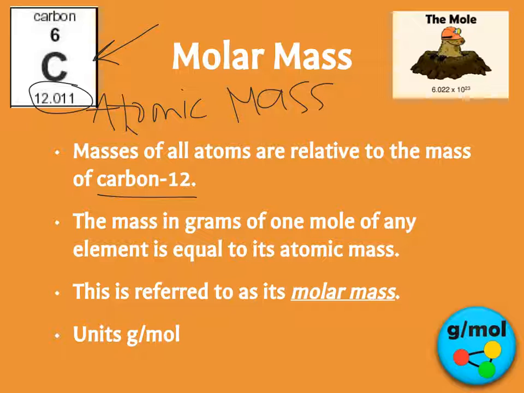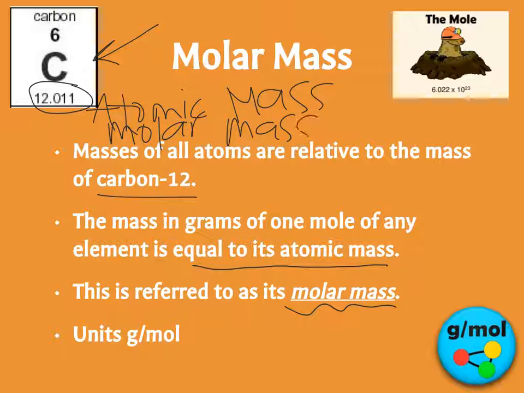Now, the mass in grams of 1 mole of any element, not just carbon, but any element, is equal to its atomic mass. So if I were to ask you what the atomic mass of carbon is, you would tell me 12.011. This is also called its molar mass. So while the atomic mass of carbon is 12.011, the molar mass of carbon, or the number of grams in 1 mole of carbon, is also 12.011. The units of molar mass are grams per mole, so the number of grams per 1 mole of that element.